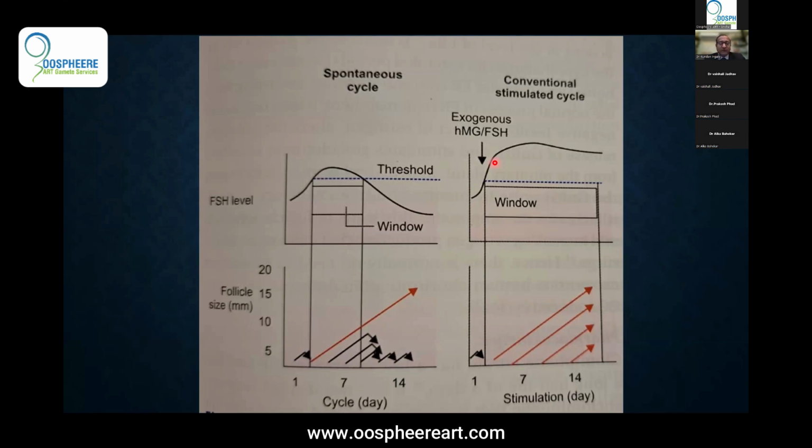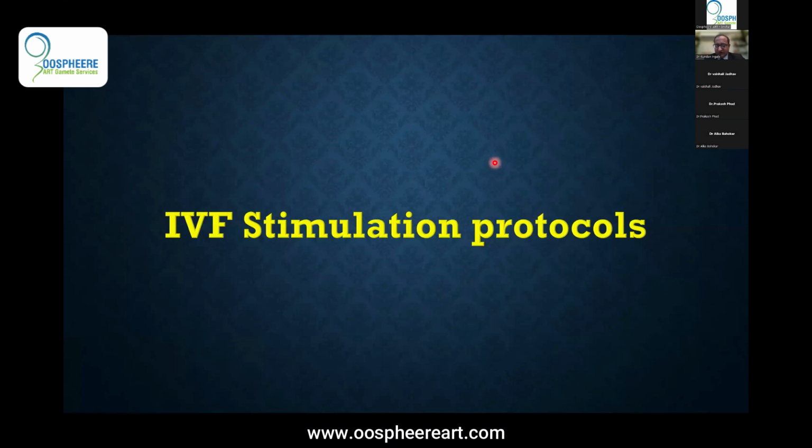This is how you will select your dose. Even if by mistake you select more than required, there is a possibility that you may have an over response. But in that case, you do not worry, because what you can do is a freeze all cycle by giving a GnRH agonist trigger. So there is a safety margin now available. You will not land up in OHSS in this era. Coming to IVF stimulation protocols.